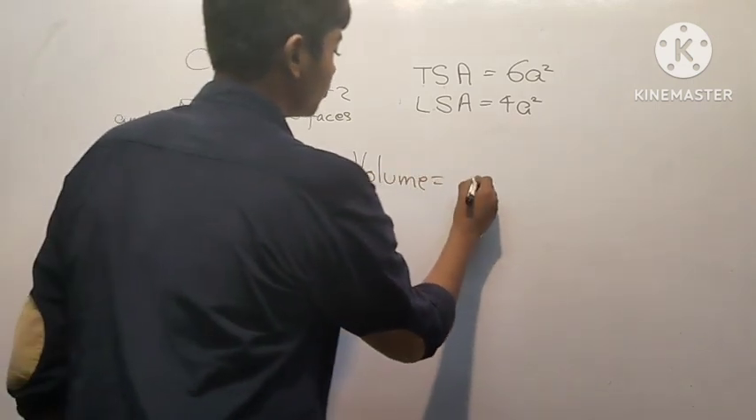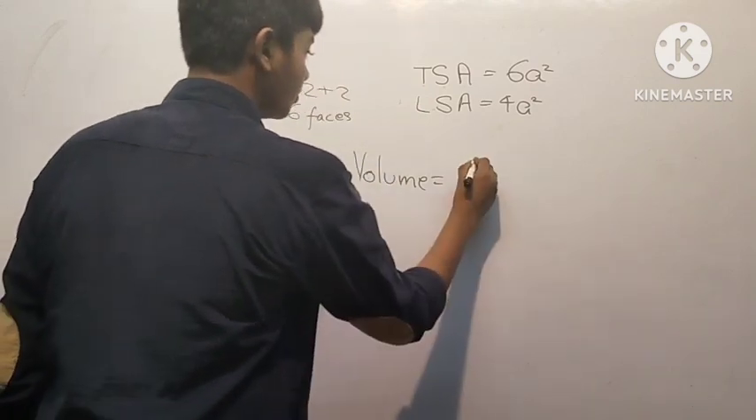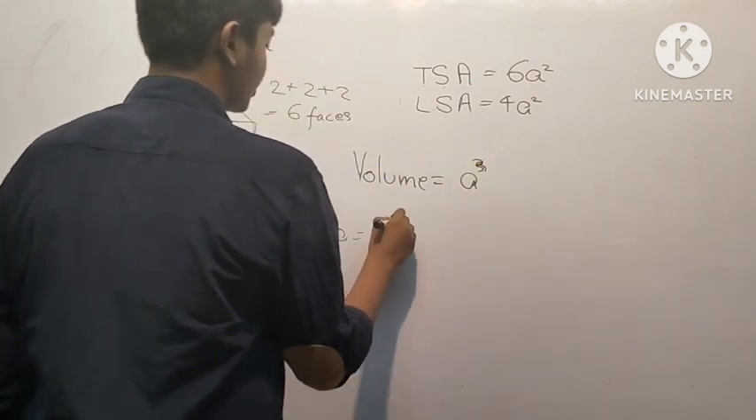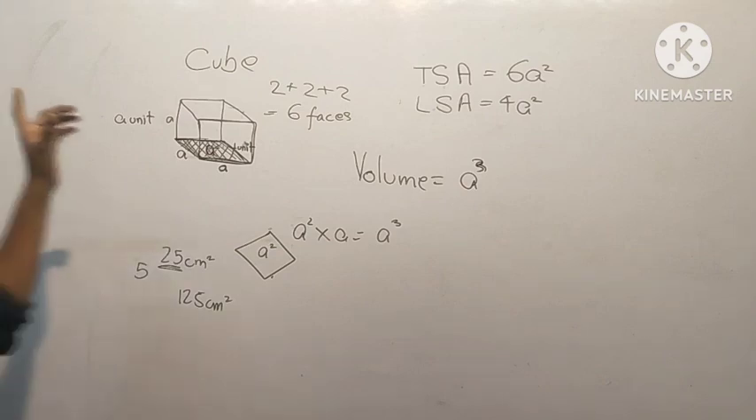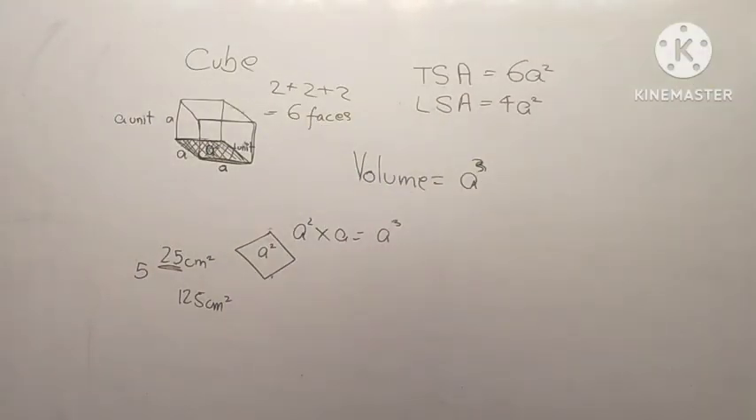Similarly, the volume of a cube would be A cube. Why would it be A cube? Because A square into A is equal to A cube. So this was the cube done: the total surface area, lateral surface area, and the volume of the cube.